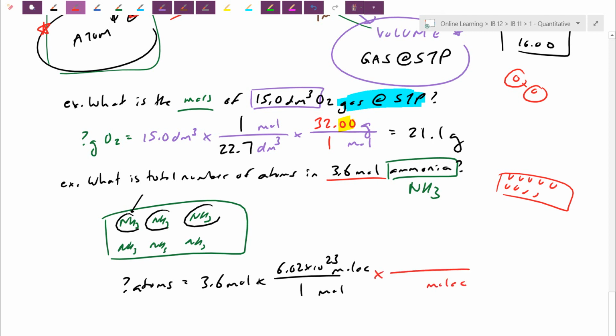This time, they're just asking for a total number of atoms. So for every car, I have 1 that's N kind, 3 that's H kind. Again, I coincidentally have 4 atoms total. I times the final answer by 4. 3.6 times Avogadro's times 4. Do a mental check for yourself. I am expecting a big number. 8.7 times 10 to the 24. Total atoms, some of those are N's and some of those are H's.